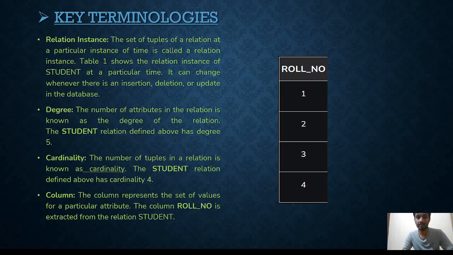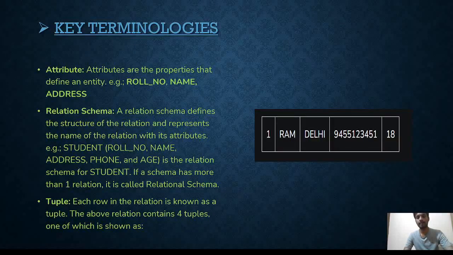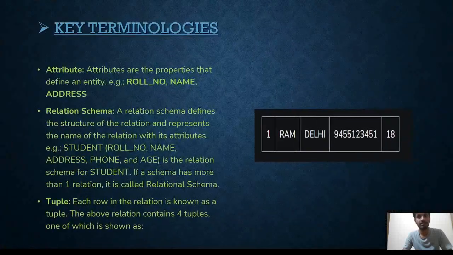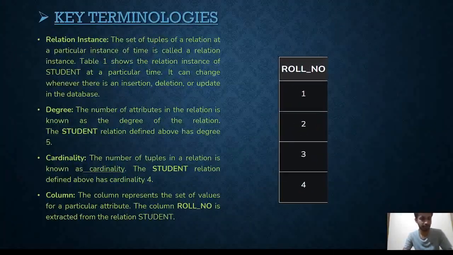Next is degree. The number of attributes in the relation is known as the degree of the relation. Let me get back to the slide. Here, as you can see, it has degree 4 because of name, address, phone, and age, and if we consider the roll number too, then the degree will be 5. It has 5 attributes, so the degree is 5. The student relation defined above has degree 5 because it has 5 attributes.